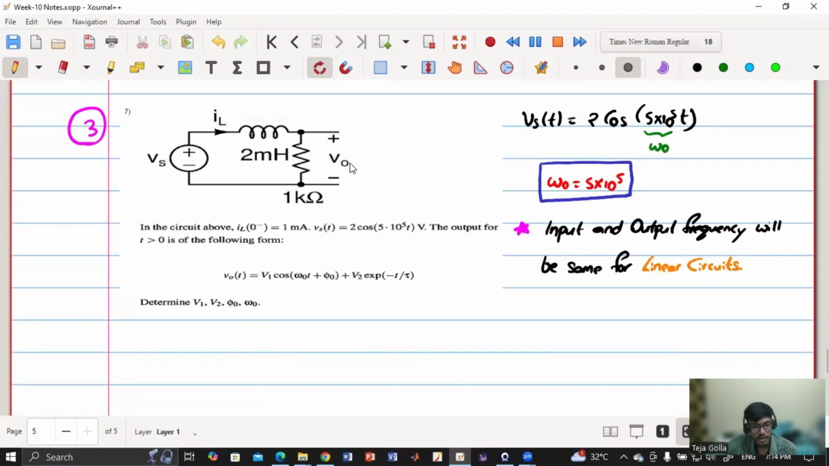Here they have given V naught of t, but let us not start with V naught. We can start with IL, for the same reason, because we will get the differential equation in terms of IL and not V naught. So let us do the same thing. First, we have to get the differential equation, right?